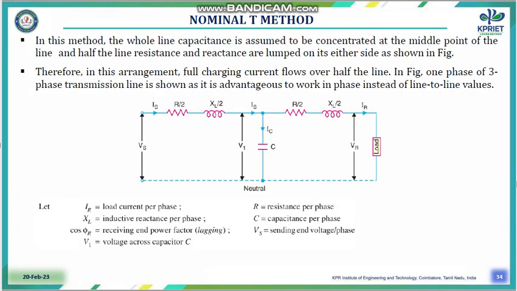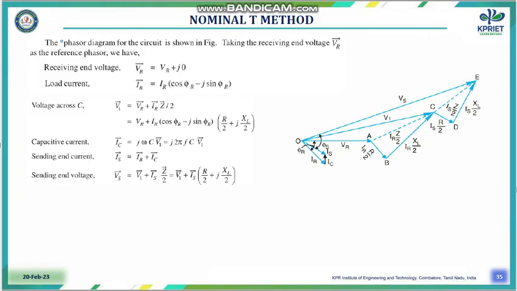And this is the diagram with respect to the nominal T. The capacitance is considered in the middle, and the resistance and inductance have been divided into 2. The same calculation is performed with respect to the phasor diagram. By the next class I will draw and explain neatly with respect to the derivation, as this is a reference video.